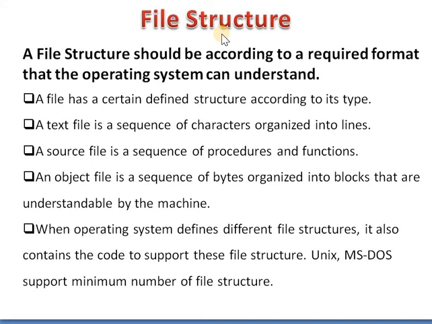First one is the unstructured sequence of bytes. That means a byte sequence. In a byte format, the data is going to be stored as a sequence of zeros and ones. The best example of a byte sequence, or the unstructured sequence of bytes file structure, is the binary file. Here all the records are stored in the form of 0 and 1.